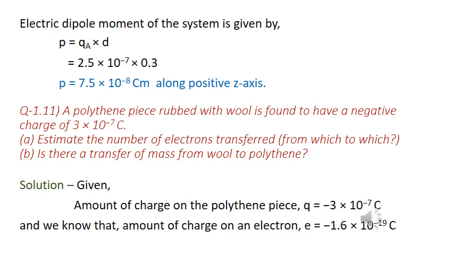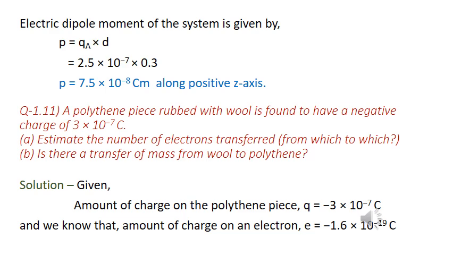Next question is question number 1.11. A polythene piece rubbed with wool is found to have a negative charge of 3 into 10 to the power minus 7 coulomb. Part A, estimate the number of electrons transferred, and from which to which. And part B, is there a transfer of mass from wool to polythene? In this question, it is given that a polythene piece, after rubbing with wool, acquired a charge of 3 into 10 to the power minus 7 coulomb.